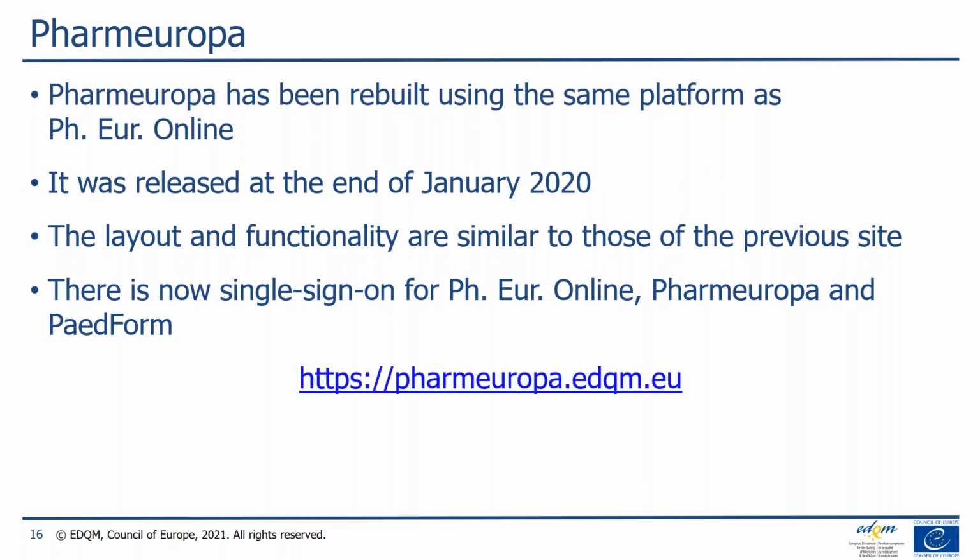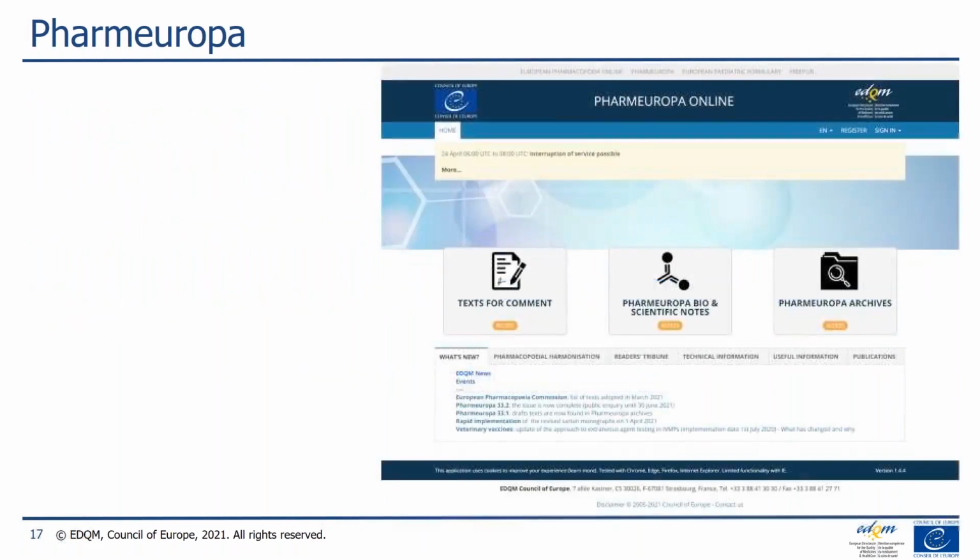And finally, here's the direct link to the website, but of course, as I mentioned earlier, it can be found via the databases link that appears in the blue banner at the bottom of the page on most EDQM websites. So this is the Pharmeuropa homepage. The first thing to mention is that access to Pharmeuropa Online is free of charge, as it has been ever since Pharmeuropa became an online-only publication.